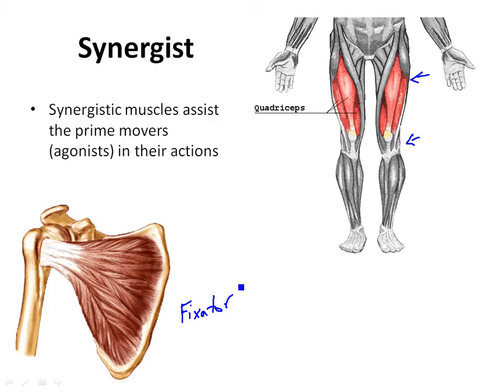Now, a subset of a synergist is the fixator muscles, and these type of muscles work together to hold a bone in a particular position or to immobilize it. I've used the example of the scapula here because if you remember your bones, you know that the scapula rests on top of the ribs. It is held in position by a number of different muscles that are going to hold it in position while your arm moves. So we call those type of muscles fixators because they're holding a bone in position.